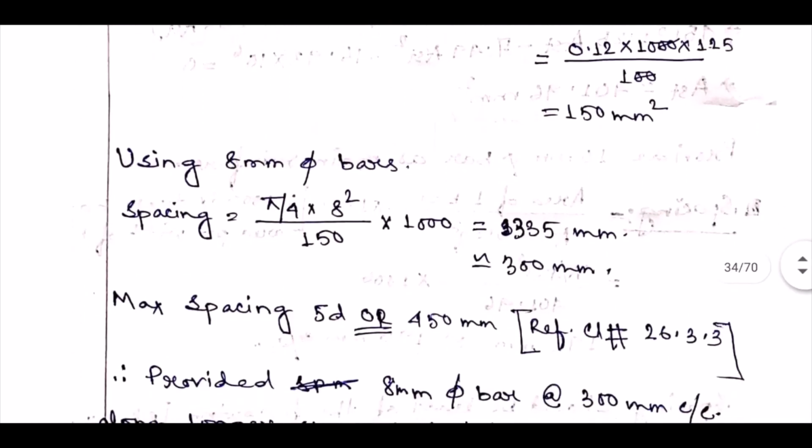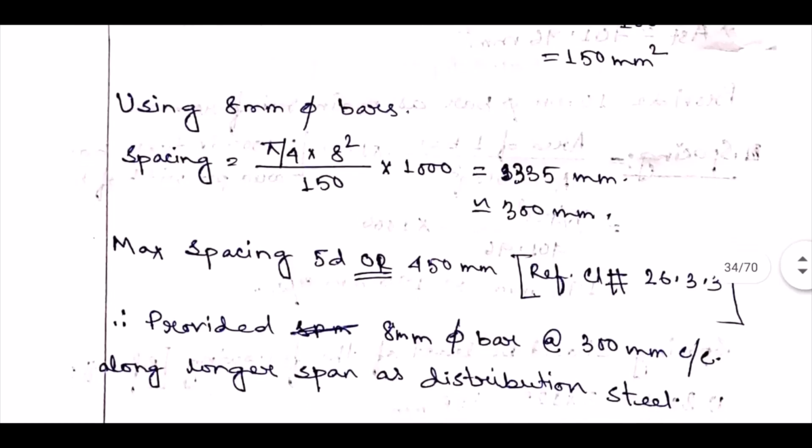Now the maximum spacing is 5d or 450 mm as per clause number 26.3.3. So the maximum value is this. Our calculated value is 300 mm. Therefore, provide 8 mm dia bar at the rate of 300 mm center to center along the longer span as distribution steel.